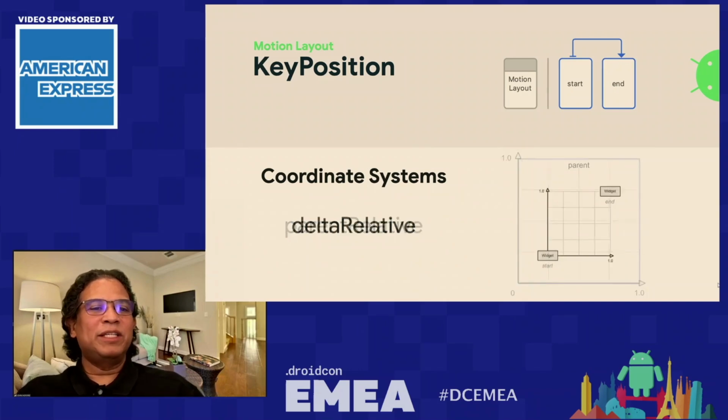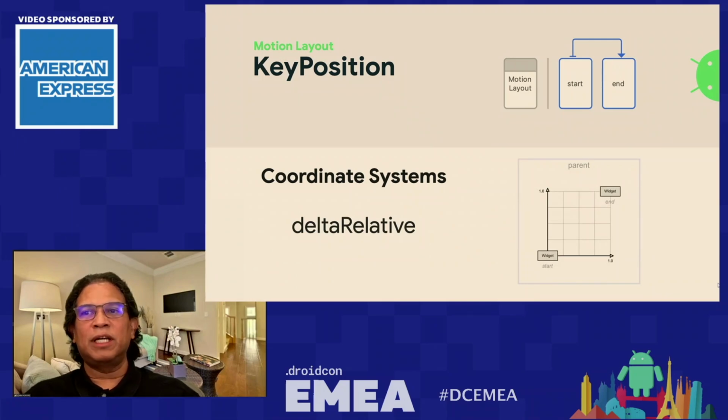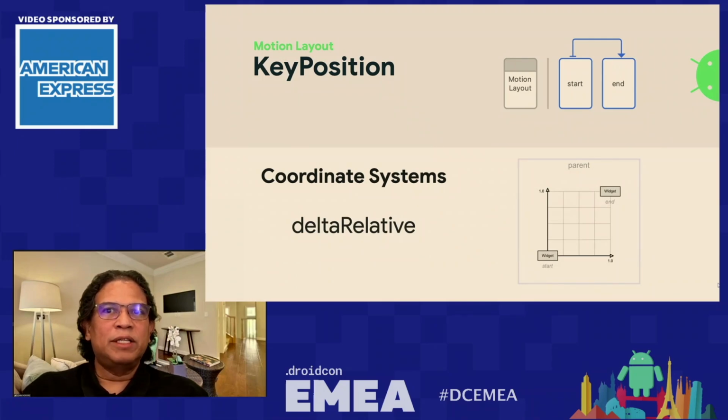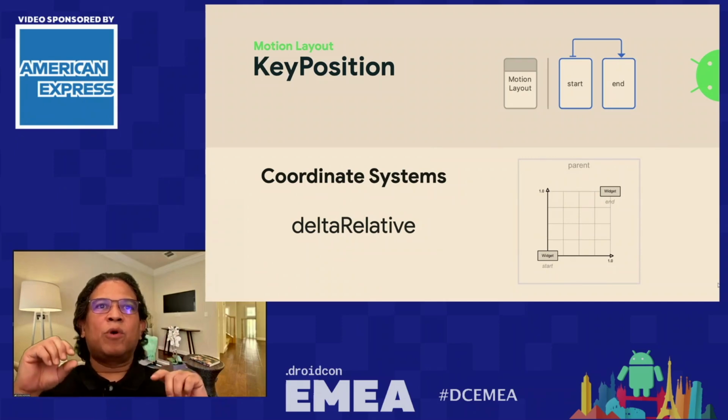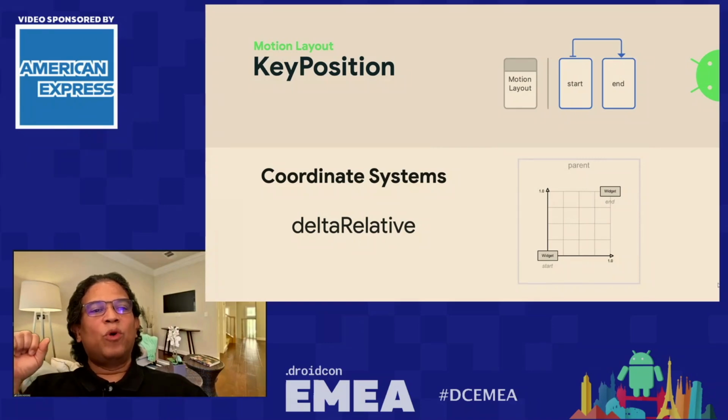The next one is actually the most useful and the default one, which is delta relative. A delta relative provides you with a coordinate system where 0, 0 is the starting point of your layout, of your view, and 1, 1 is the ending point, and X and Y are kept separate. And this is a very powerful approach, and you'll see lots of uses of it in most applications.